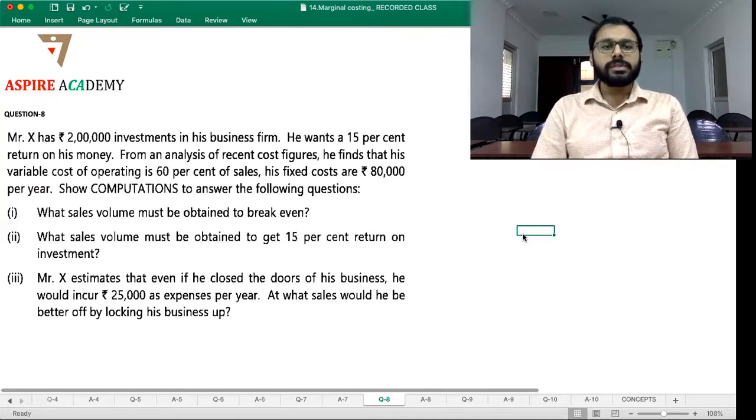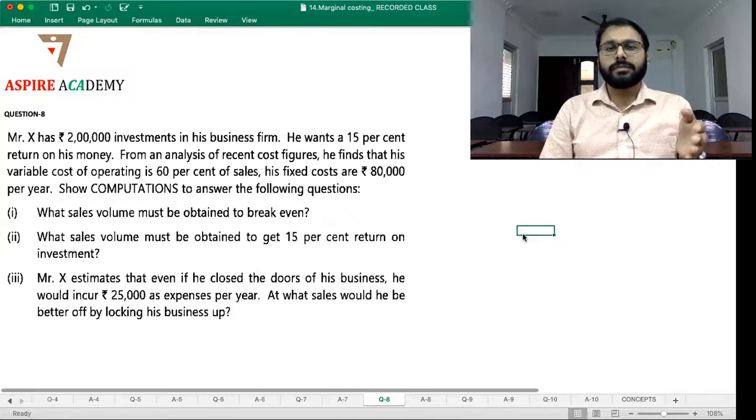Since you have the variable cost information and the fixed cost information with you, we would assume the sales to be some number, and from that we will find out the contribution, and we will get the PV ratio. Or you can simply say 60% is the variable cost. Then assuming 100 is my sale, 40% should be the contribution. So 40% would be the PV ratio.